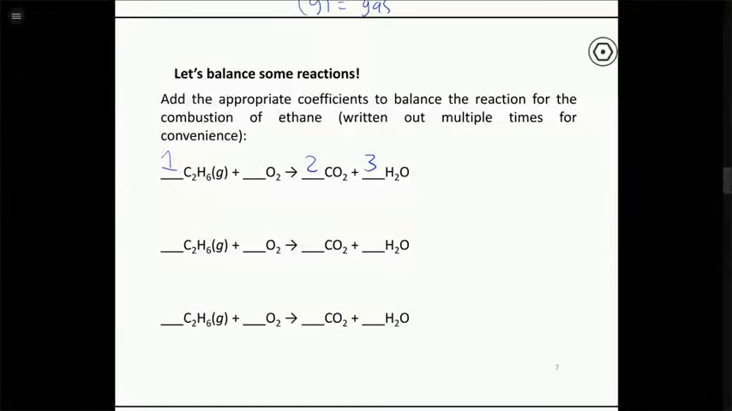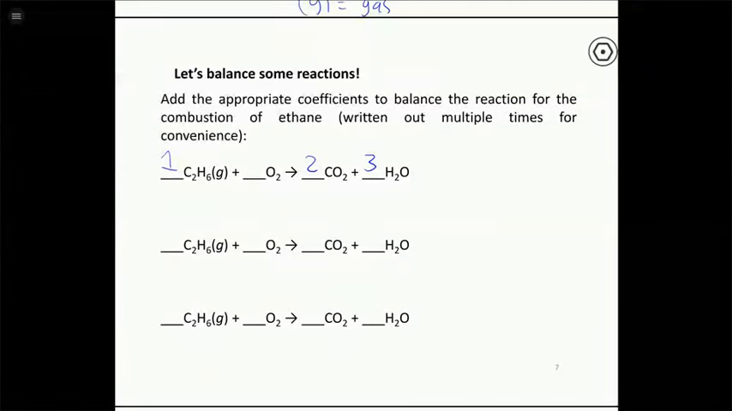So remember, when we're totaling up the number of each type of atom, you take the coefficient and multiply it by the subscript to get the total of each. So right now we have 2 times 1 for carbon, which is 2 total carbons, 3 times 2 for hydrogen, which is 6. Now we have to balance the oxygen.